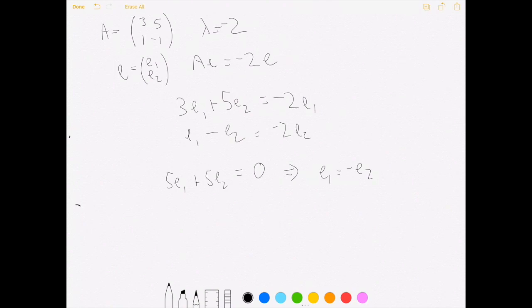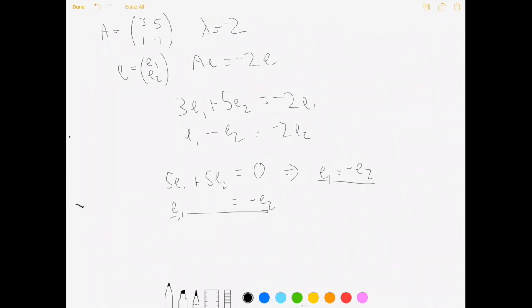The second equation, what do we get? Just move the E2 across to the other side. So we get E1 equals minus E2, right? And so both equations reduce down to the same result. So we've got two free parameters in E1 and E2, but we've only got one equation to explain them, right?